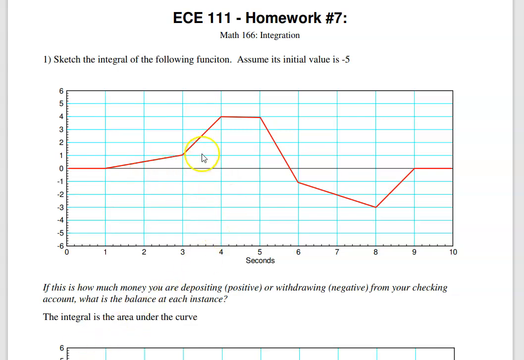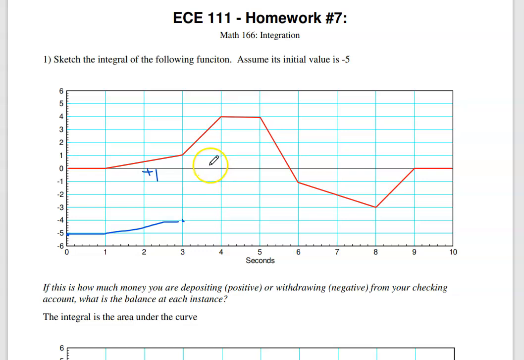If this is the money that I'm adding or subtracting from my bank account, the balance is the integral of the deposits. So the first one is assuming I start at -5. That's your integration constant. What is your balance at each time? So the area under the curve right here is 0. So I take -5, add 0 to it. Over this region, I have a triangle. Area is 1/2 base times height. The area is 1. So I add 1 to it. I go up by 1.